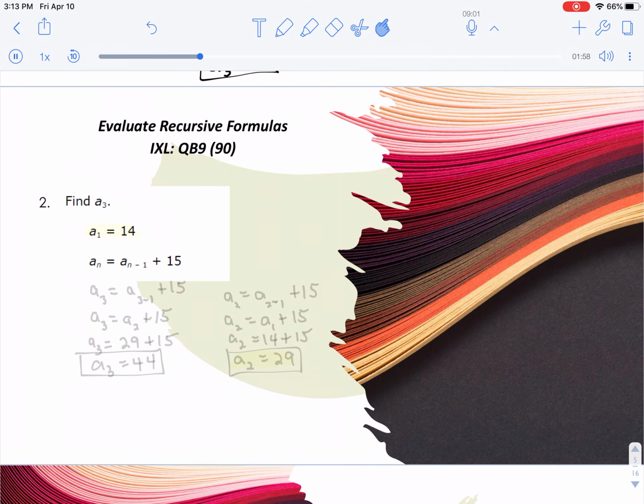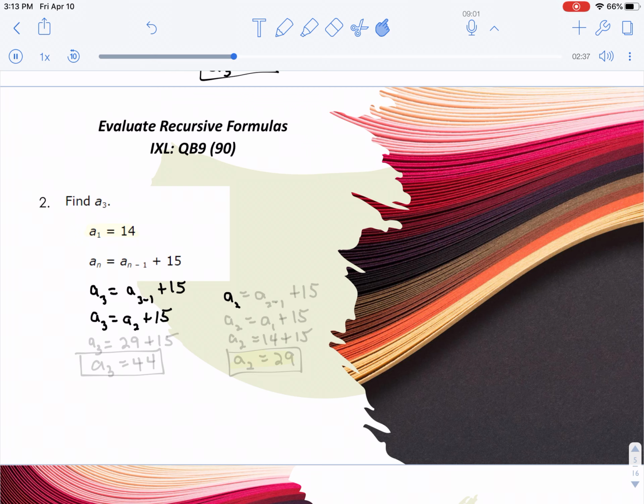Find a sub 3, given that a sub 1 is 14, and the recursive formula a sub n equals a sub n minus 1 plus 15. So we're trying to find a sub 3. Let's see. A sub 3 is a sub 3 minus 1 plus 15. So a sub 3 is a sub 2 plus 15. But wait a minute. We don't know a sub 2. So even though it didn't tell us to find a sub 2, we can't find a sub 3 until we find a sub 2. So I'm going to start over again, finding a sub 2.